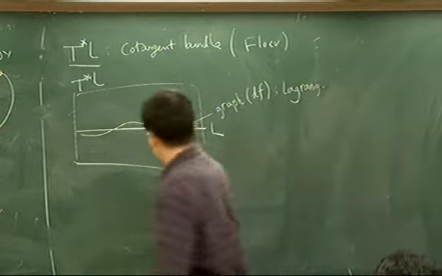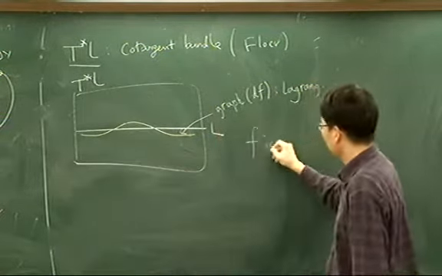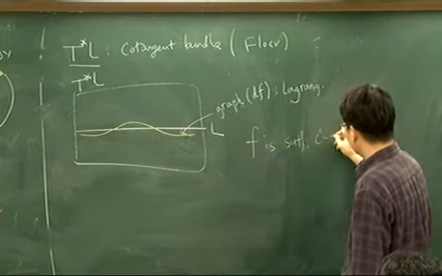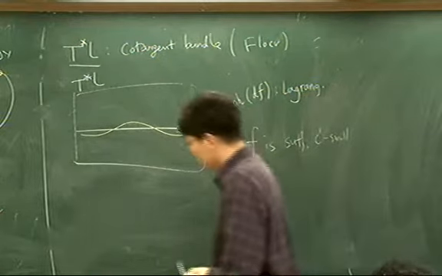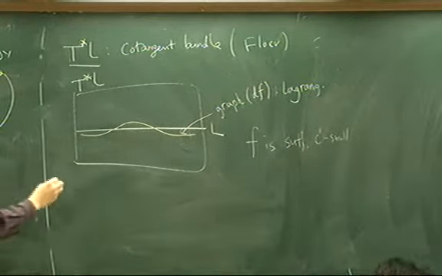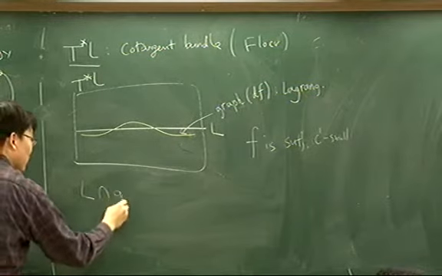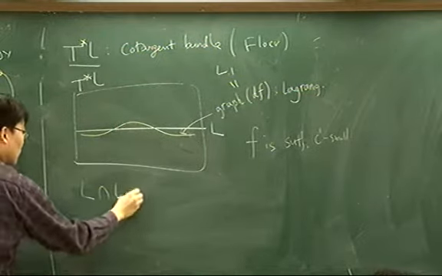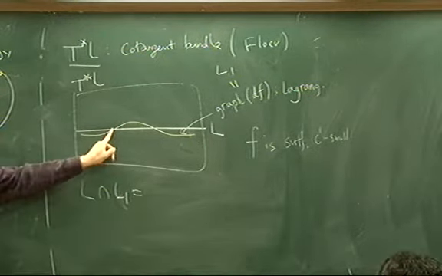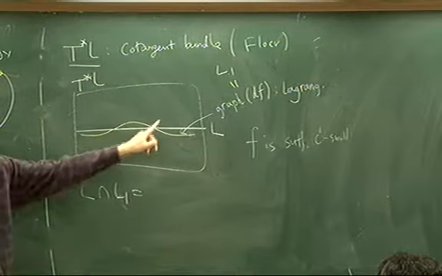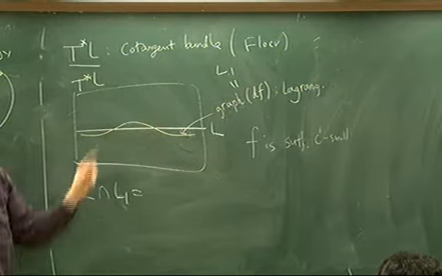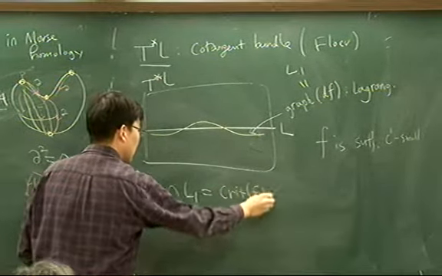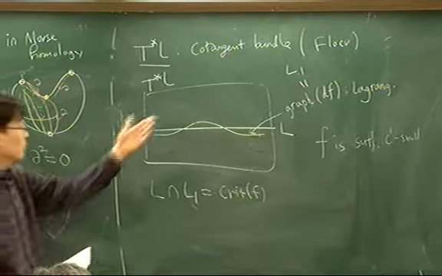And in this case, if f is sufficiently small, C1 small, then you can look at what is the intersection of this graph. Let's call this L1. The intersection is where the differential form vanishes, and this is when df is 0, so it's a critical point of f. f is some function on L.